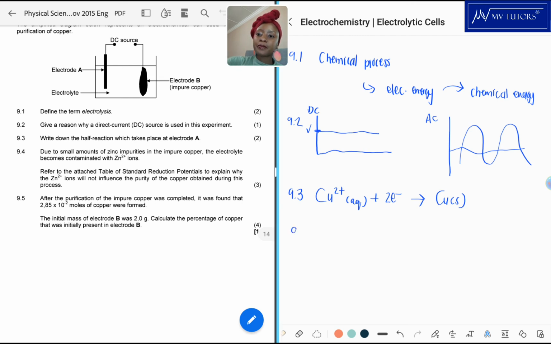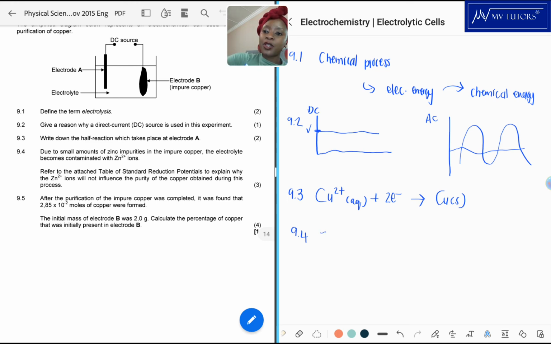9.4. It says, due to small amounts of zinc impurities in the impure copper, the electrolyte becomes contaminated with zinc 2+ ions. Remember, this is impure copper, guys. There are other metals in it. I did say, as we were doing the theory, that you sometimes get silver, gold, platinum, impurities that settle at the bottom. But within this electrolyte, they're now telling us there are zinc 2+ ions present.